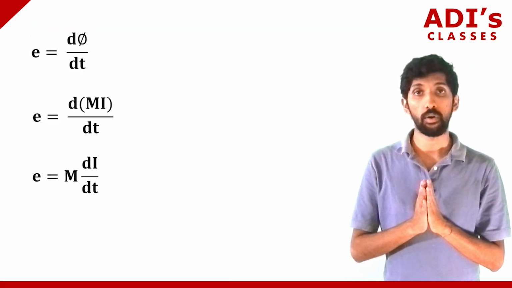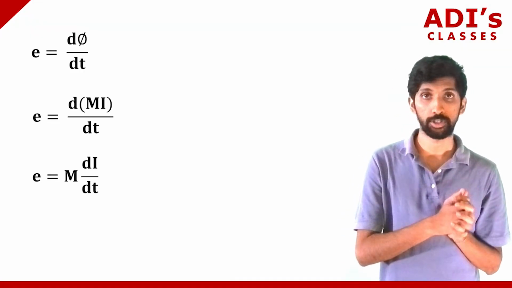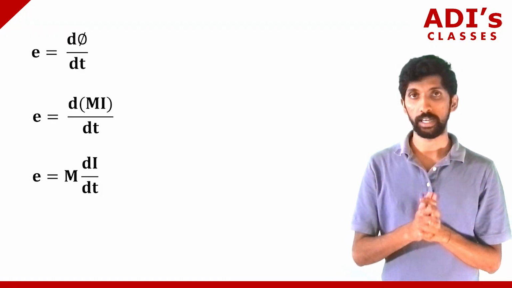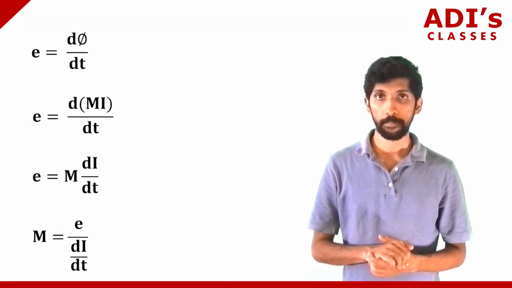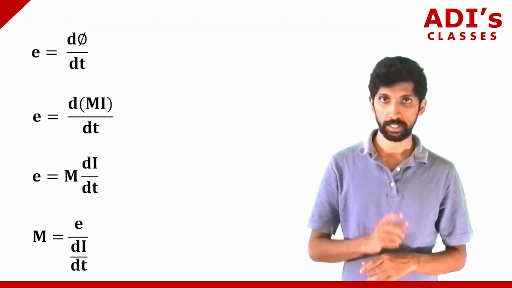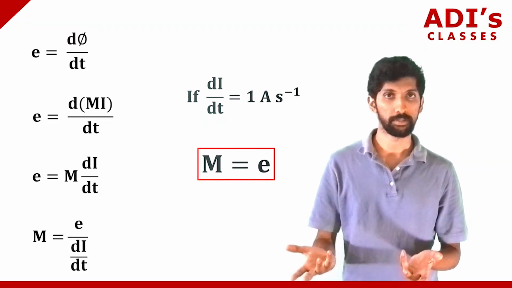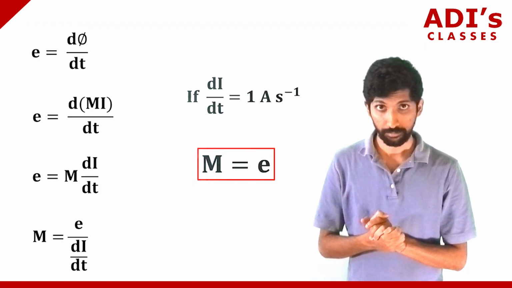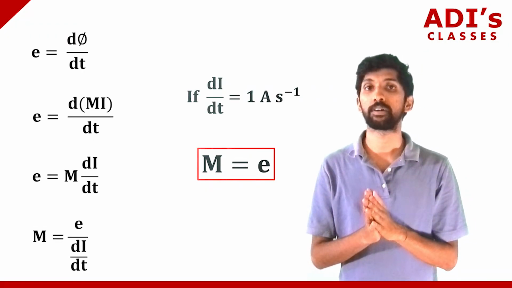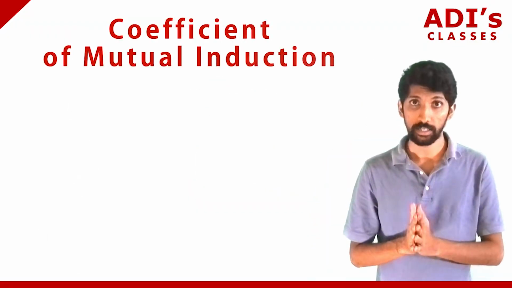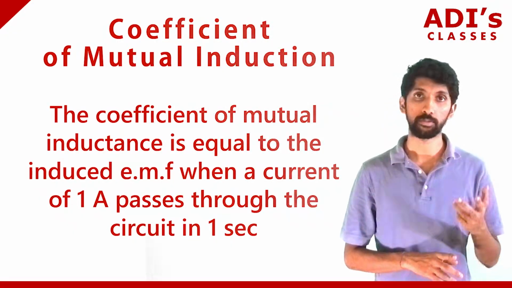Okay. So here, using the induced EMF, we can define the coefficient of mutual induction. So we get M is equal to E divided by di by dt. So if di by dt is, let's say, 1 ampere per second, then we have E is equal to M, correct? Or M is equal to E basically. So now here, suppose if we are sending, let's say, 1 ampere of current in 1 second, then the induced voltage is nothing but the mutual inductance between the two coils.